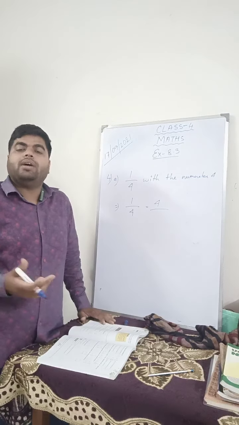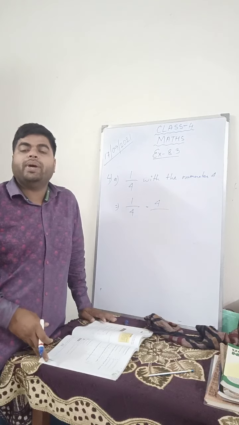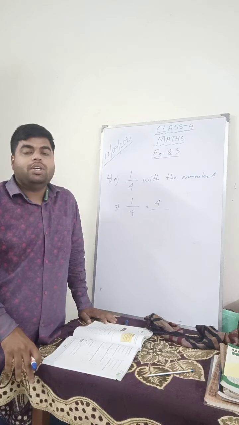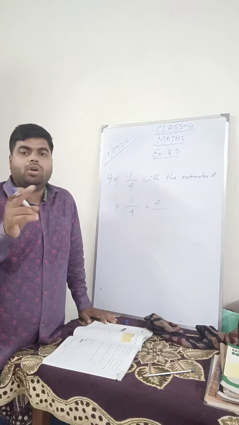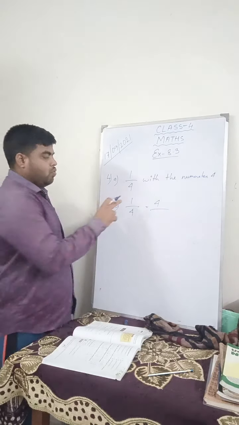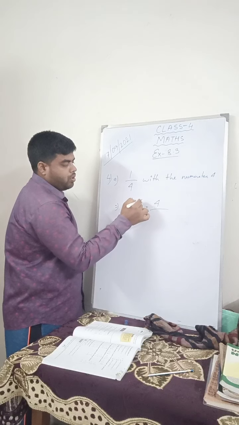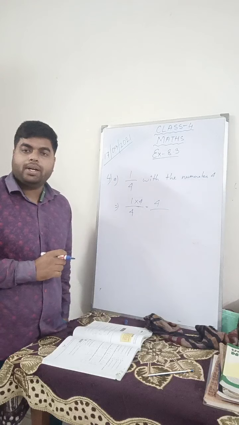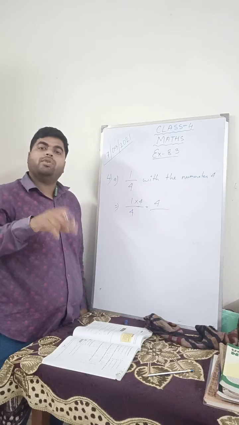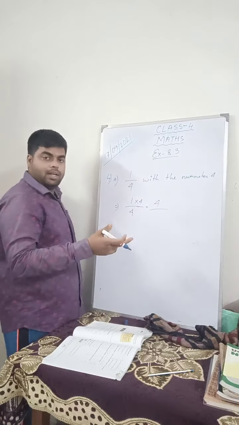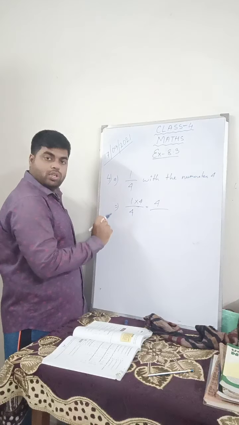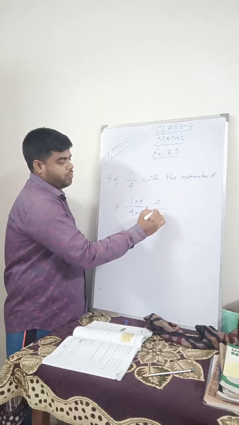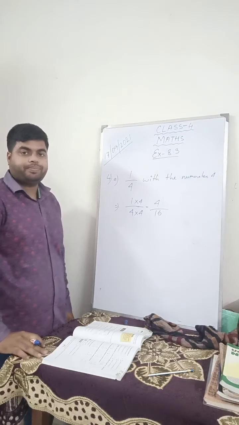Remember, when you make a bigger fraction from a given fraction, or a smaller fraction from a given fraction, you either have to multiply or divide. Do not add or subtract. So 1 becomes 4, so 1 into 4. The rule of fraction says if you multiply the denominator or the numerator by any number, you have to do the same for the other, the numerator or denominator. So 1 into 4 is 4. Below also you have to multiply by the same number. So 4 into 4 is 16.